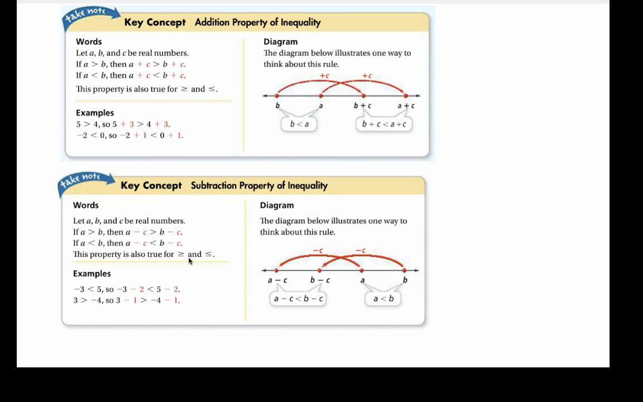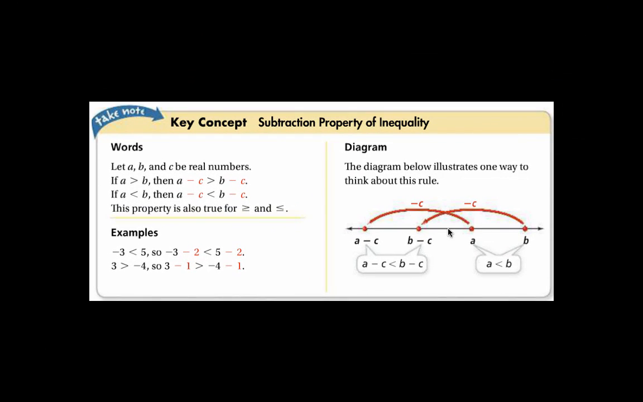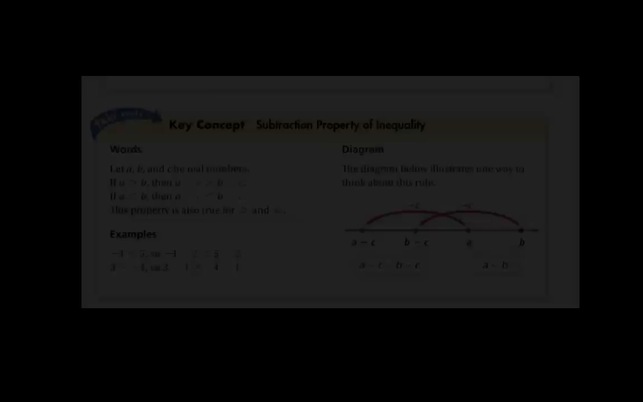Same thing works with subtraction. If I have a and b on a number line, in this graph, a is less than b because a is to the left of b. If I subtract c from a, that difference would be over here. If I subtract c from b, the difference is here. c is the same amount. I'm subtracting the same amount from the left side and the right side. Think of the scale and the balance. I've got to keep the balance. So a minus c is still going to be less than b minus c.